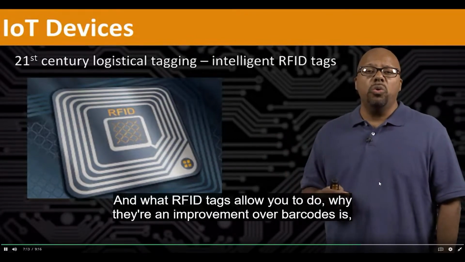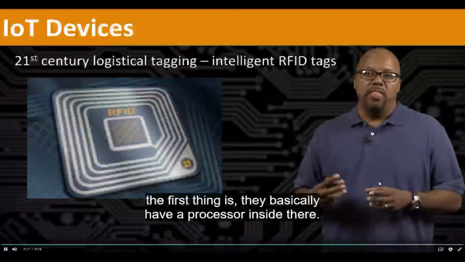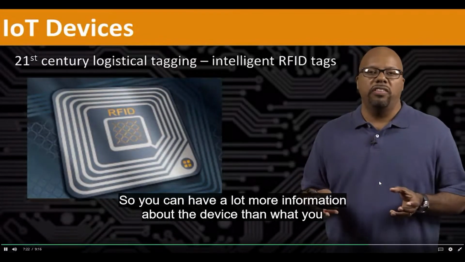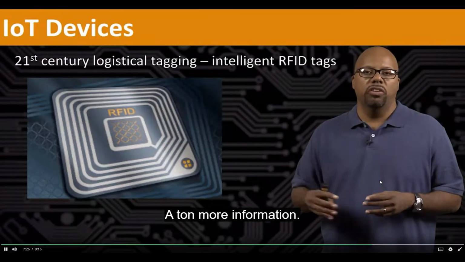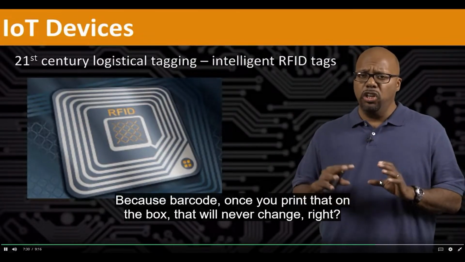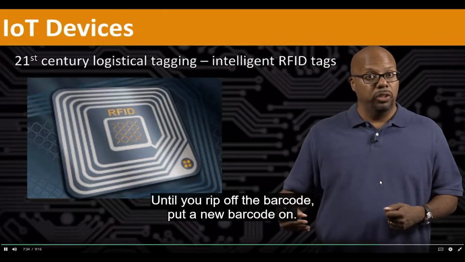And what RFID tags allow you to do, why they're an improvement over barcodes, the first thing is they basically have a processor inside there. So you can have a lot more information about the device than what you can code inside a barcode, right? A ton more information. And that information can change, right? Because a barcode, once you print that on the box, will never change, until you rip off the barcode and put a new barcode on. But that data can never change.